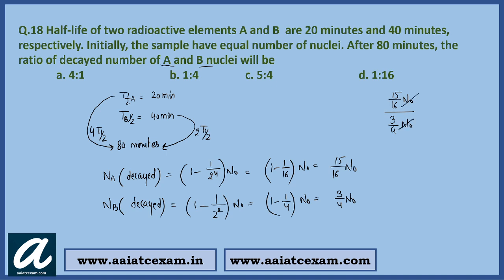So N naught cancels out. 4 4s are 16, 5. So it is 5 by 4, which is 5 ratio 4. It is very simple, 5 ratio 4. So I hope, students, you got this question. Your answer is C.